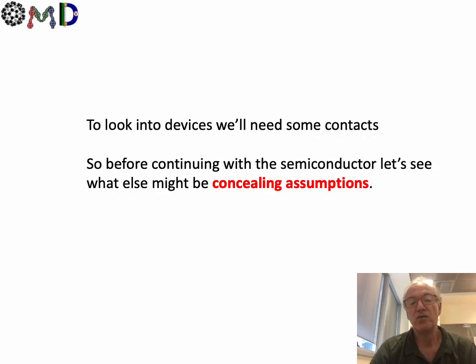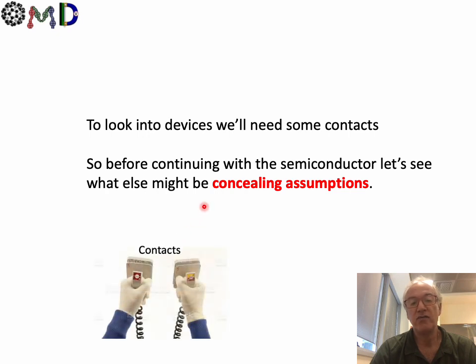So before we continue with the device chemical physics or the semiconductor itself, we need to remind ourselves a bit about contacts, and it will be a good opportunity to discuss what else might be missing when we are talking about contacts. What are we going to assume? What is there in the textbooks that no one ever told you about and it's critical?